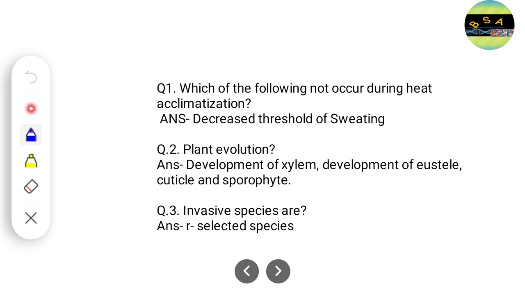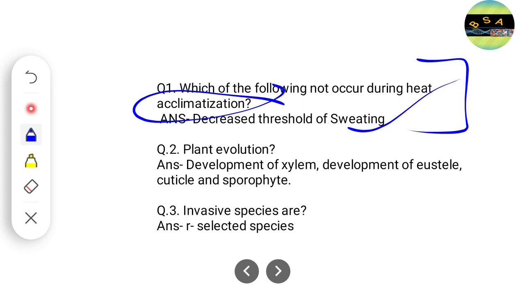Now some questions are also there. One question came from heat acclimatization. So there were some options. The correct option that I now remember is a decreased threshold of sweating. Maybe this will be the correct option. I don't remember the whole options, but I still remember that this may be the correct option. Until you get the whole paper, we can't say that this option is correct or not. So this is one of the most probable correct answers if I remember properly.